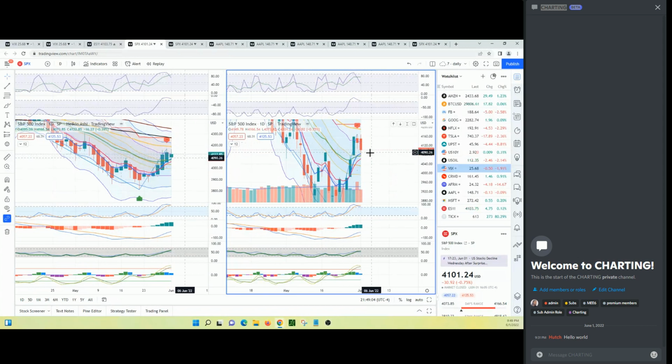And then most likely we want to see a pushback into the 5. Should the 5 break, then we're looking for a push into the 8 tomorrow. If the 5 breaks tomorrow, I think it will come back into the 8 tomorrow. That's my understanding as of now.